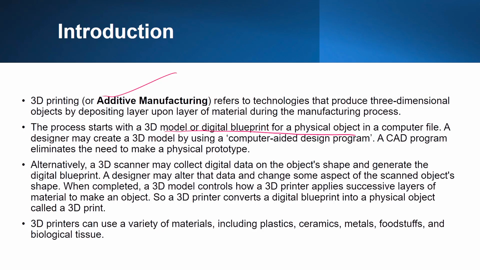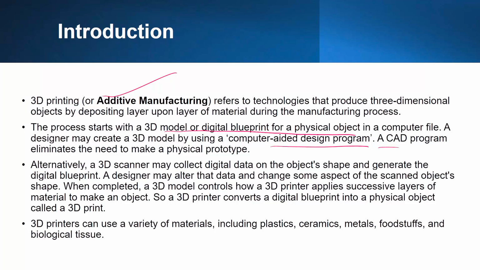A designer may create a 3D model by using a computer aided design program, called CAD. By this program, the designer can make the physical object or print it. We will not technically call it manufacturing, we will call it printing, but it looks as if it is a manufactured product or a manufactured good. This computer aided design program eliminates the need to make a physical prototype, and rather comes up with the product directly.